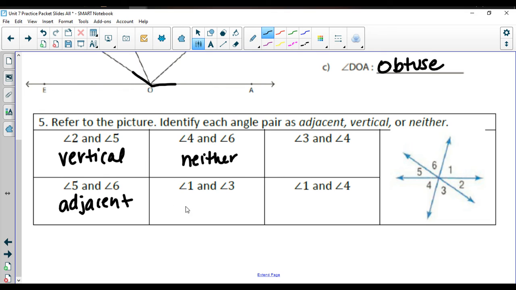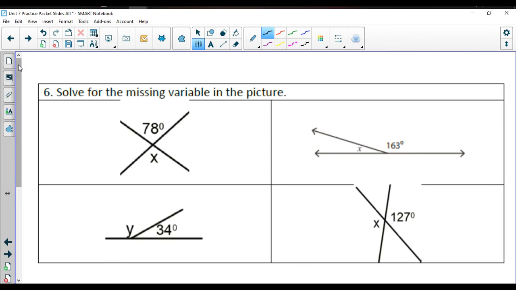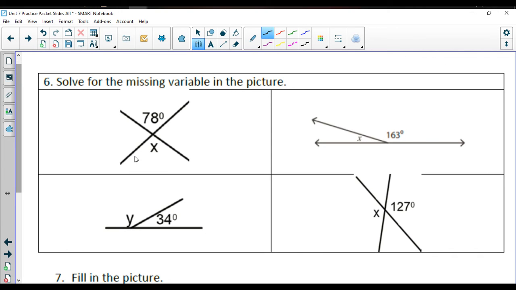1 and 3, same thing, are going to be a neither situation. 3 and 4 are next to each other, so we're going to call them adjacent. And 1 and 4 are opposite each other, so they are going to be called vertical. Question number 6, solve for the missing variable. So we're using the vertical angles are the same.